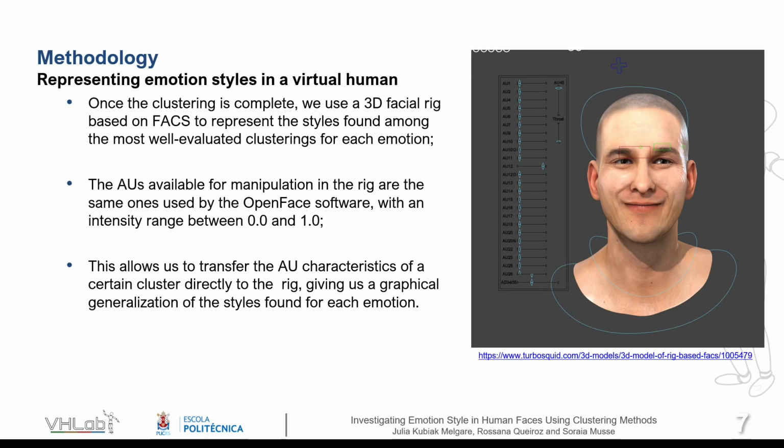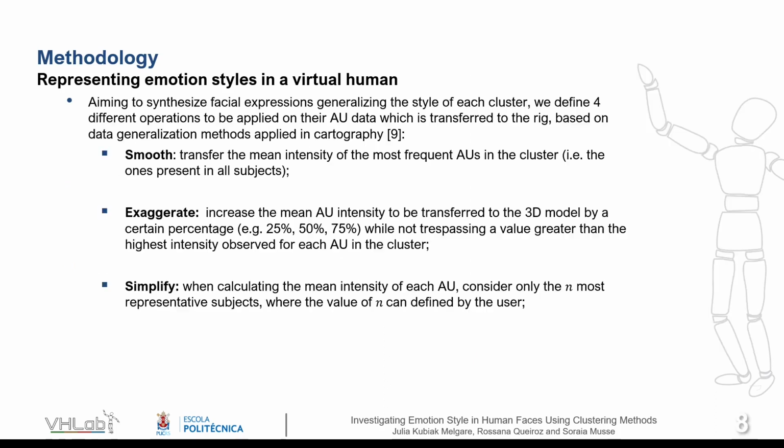With this resource available, we can transfer the action unit characteristics of a certain cluster directly to the rig, giving us a graphical generalization of the styles found for each emotion. Since our objective is not a one-to-one style transfer, but rather to summarize the facial expressions of each cluster into one generalization, we define 4 different operations to be applied on the cluster action unit data that is applied to the rig. These are the smooth operation, which transfers the mean intensity of the most frequent action units in the cluster, most frequent meaning the ones that were expressed by all subjects.